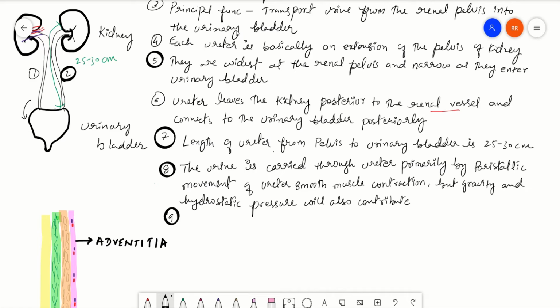Next, move on to point number 9. This ureter will generally pass inferiorly over the abdominal surface of the psoas major muscle.